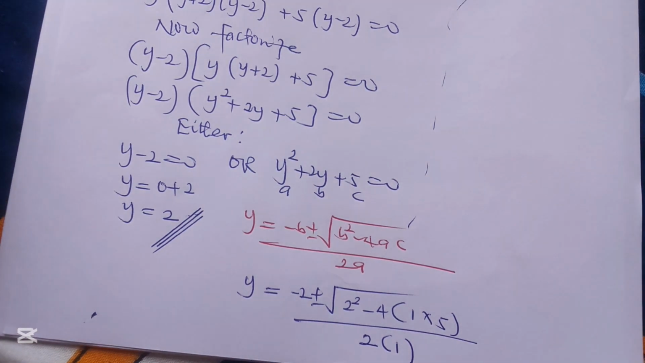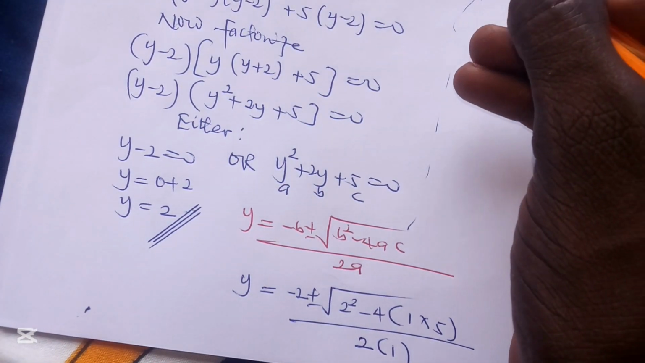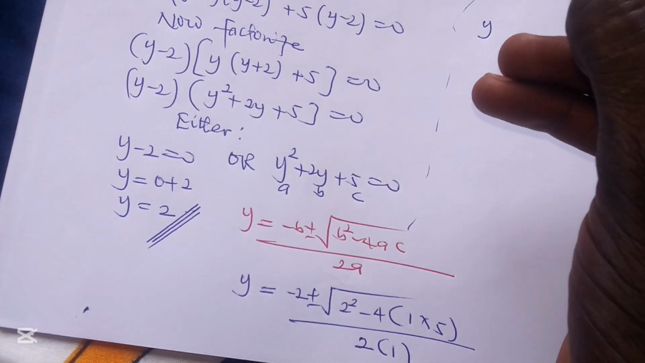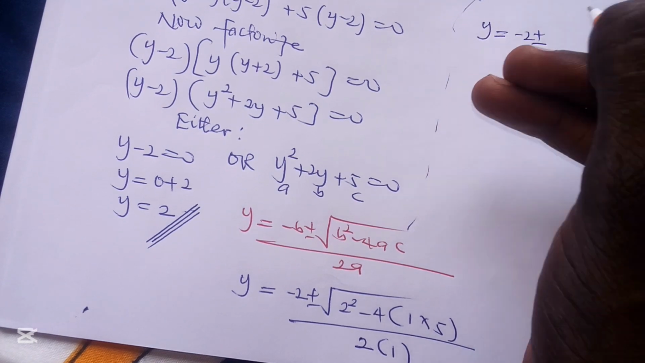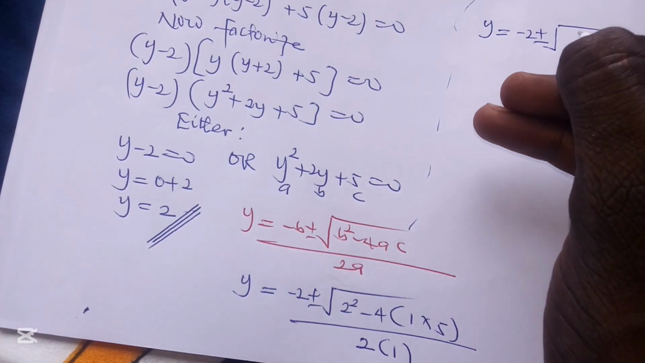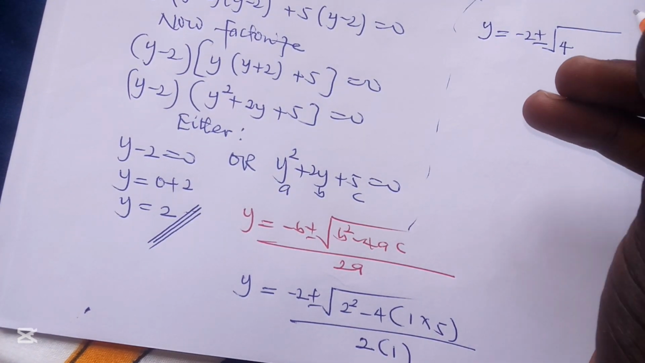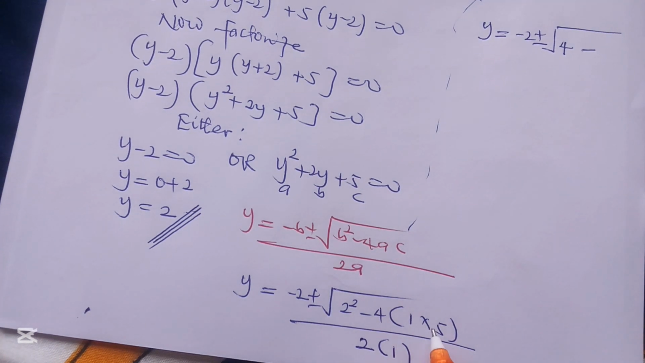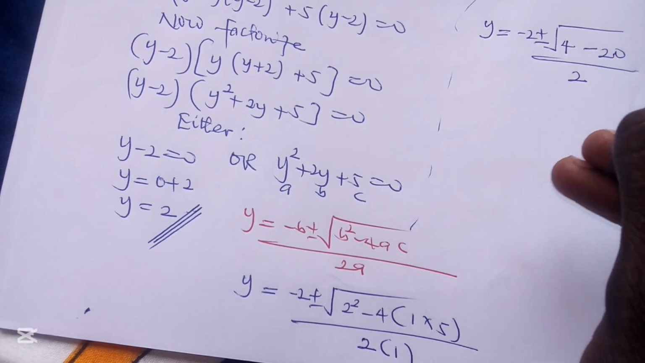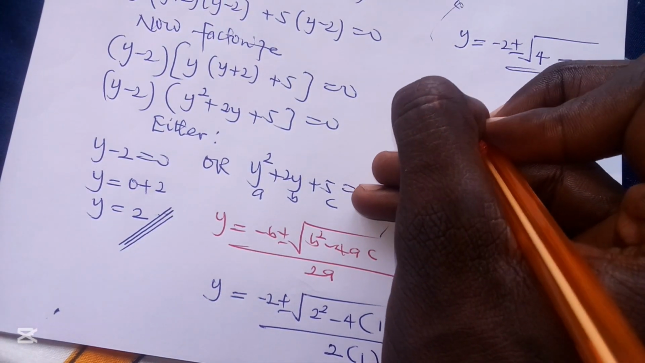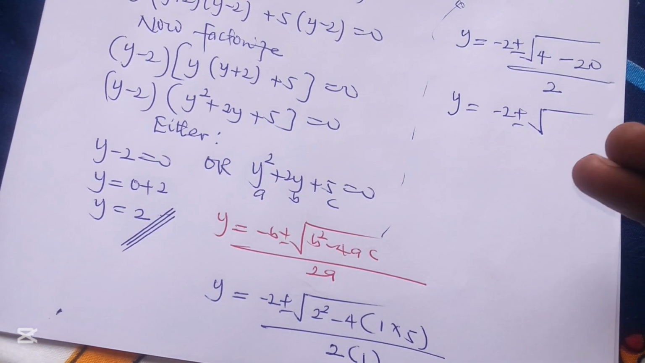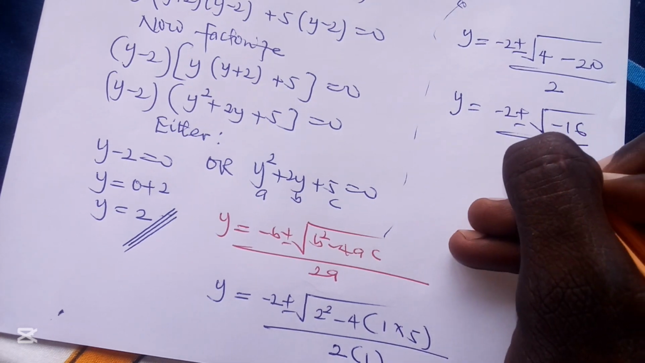Now if we try to simplify it, we have y is equals minus 2 plus or minus the square root of 2 squared, we know it is 4, minus 4 times 1 times 5, giving you 20. Then we divide everything by 2. So now the value of y becomes minus 2 plus or minus the square root of 4 minus 20, giving you minus 16, divided by 2.